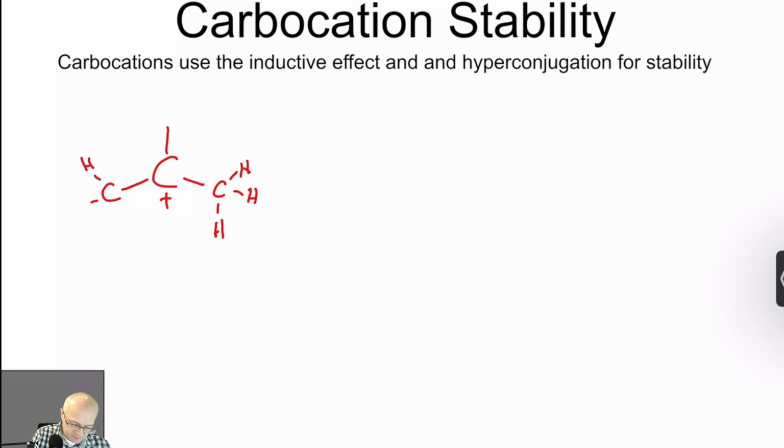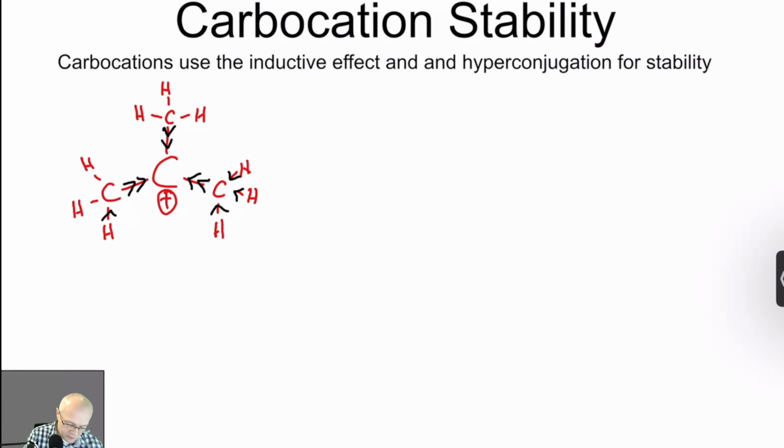Remember, induction is pulling electrons through the sigma system. That's induction. So what's happening then is this carbocation is attracting electrons through the sigma system like that. It's pulling electrons towards the center. It's pulling electrons towards that carbocation. That in turn pulls electron density from these hydrogens.